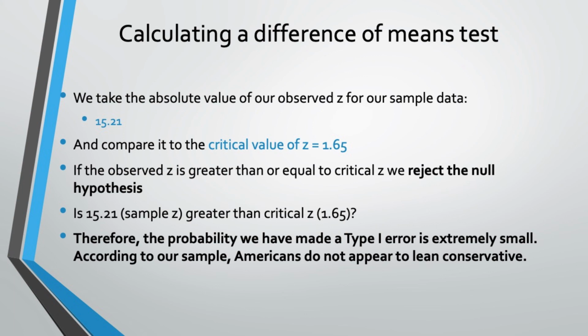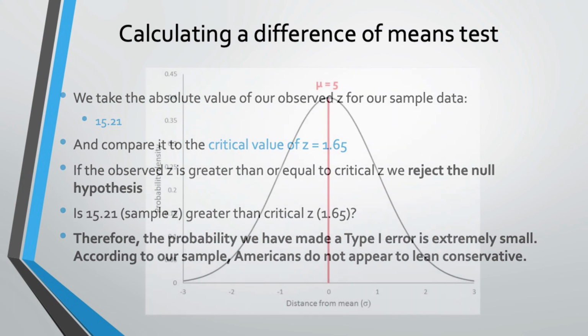So ask yourselves, is 15.21 greater than 1.65? It absolutely is. So therefore, the probability that we have made a type 1 error is extremely small. And according to our sample, Americans do not appear to lean conservative. In fact, our data suggests that they are very far from that.